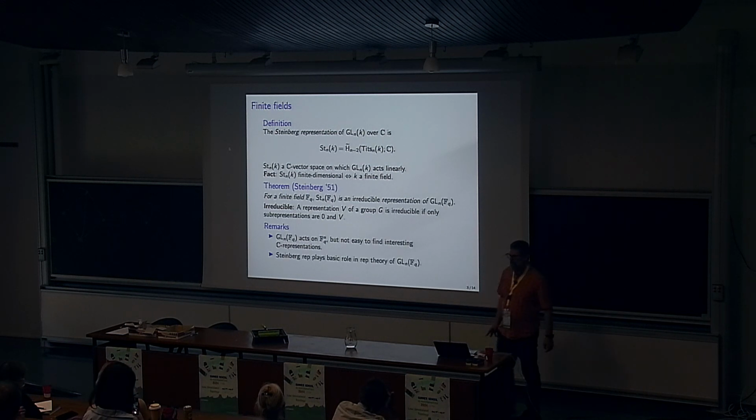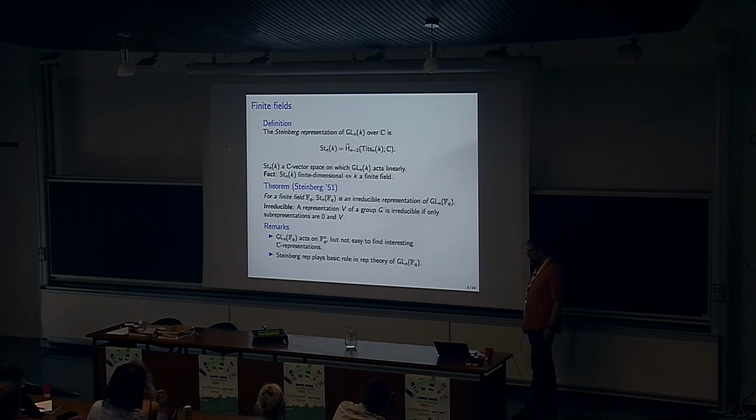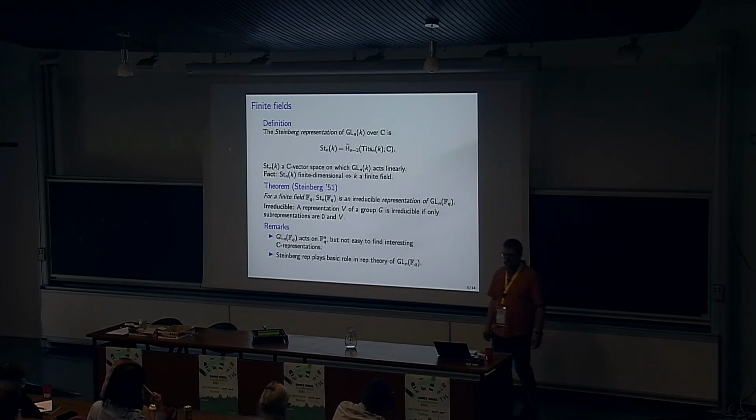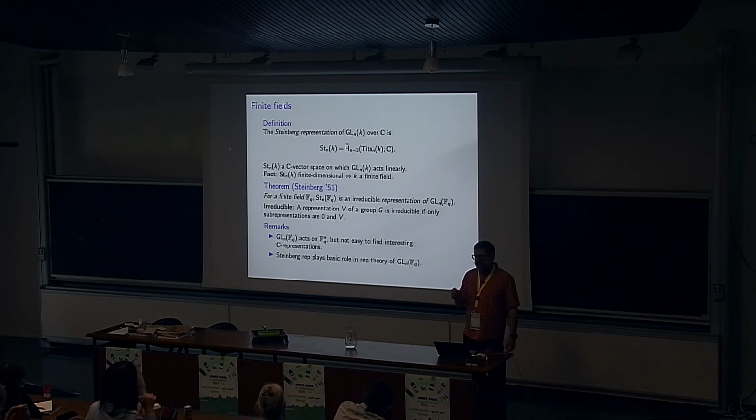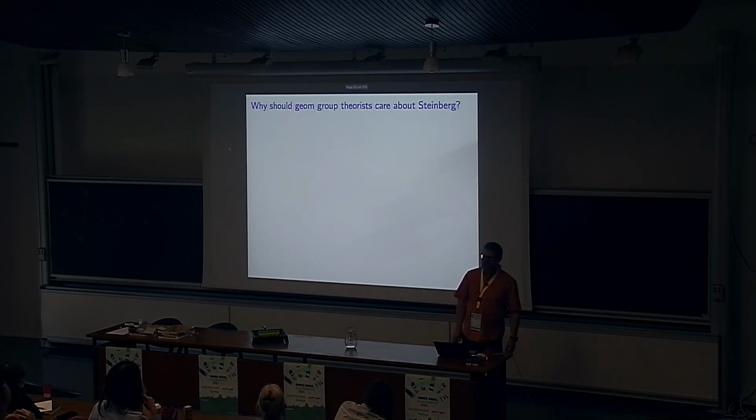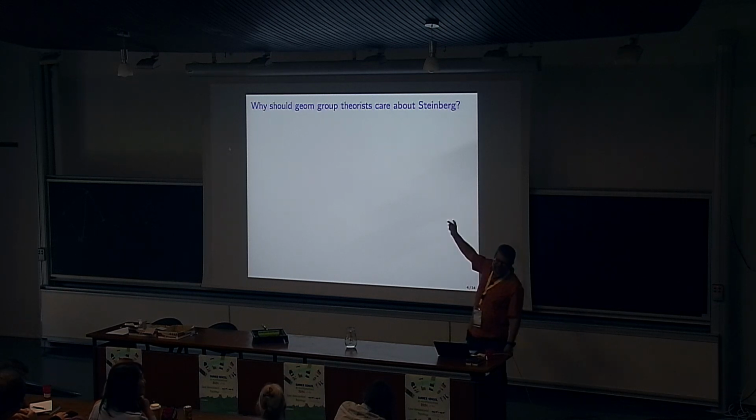It plays a basic role in the representation theory of GL_n(F_q). When you develop the representation theory of finite Chevalley groups, the Steinberg representation shows up throughout in various ways. So this is in some ways the basic representation. But of course, this is not an audience of representation theorists. Why should someone that cares about geometry care about this? This talk was given at Groups in Geometry in the southeast of England before, so I said, why should geometric group theorists care about the Steinberg representation?